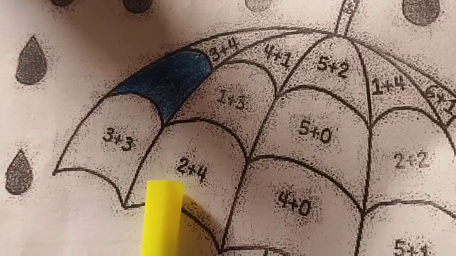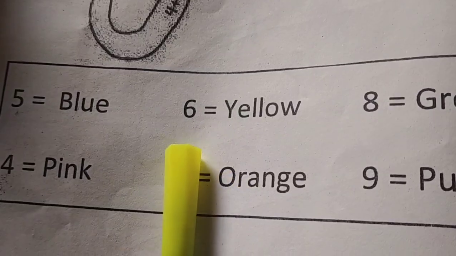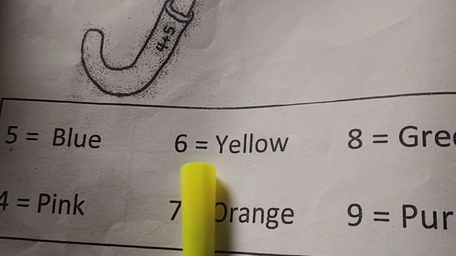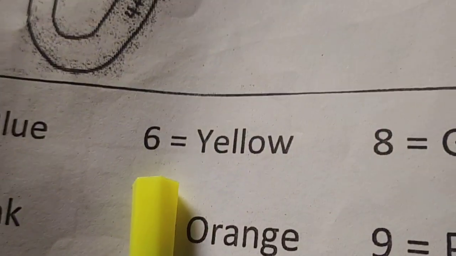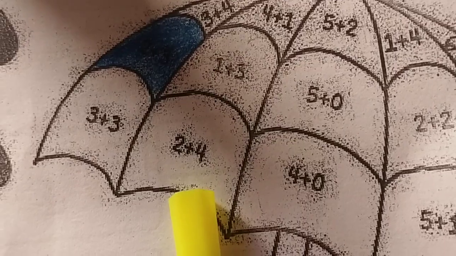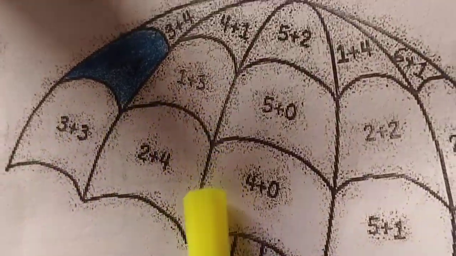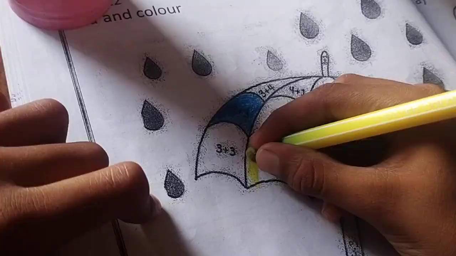Add 2 and 4. In the chart, 6 is equal yellow. We write 6 and color yellow in the block of 6. Start.